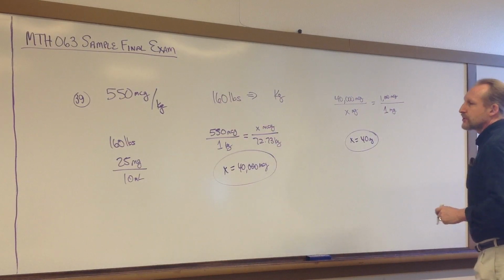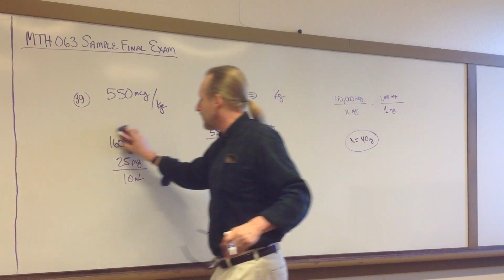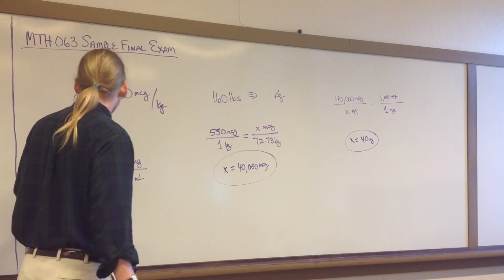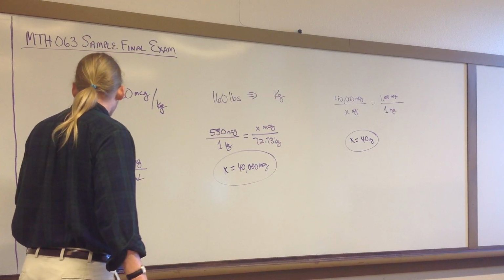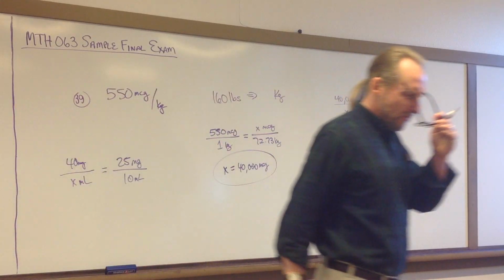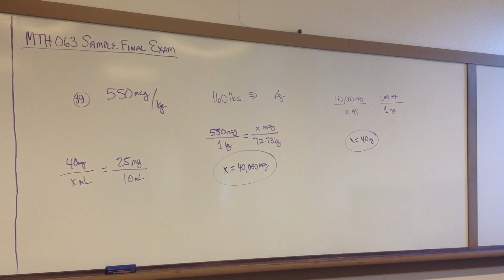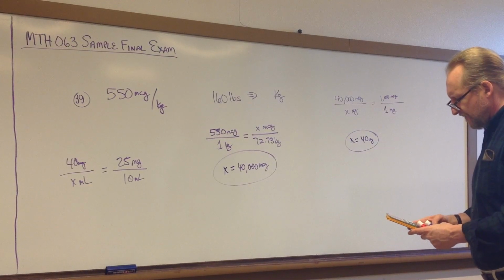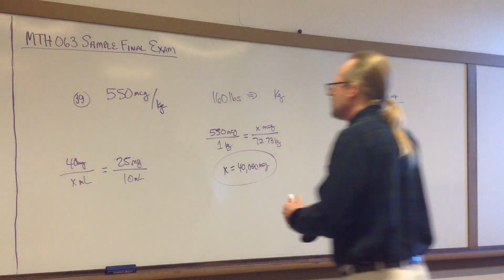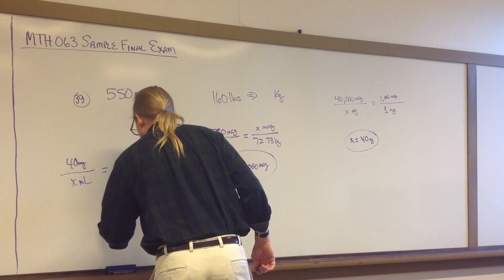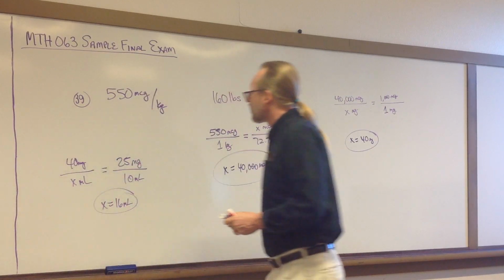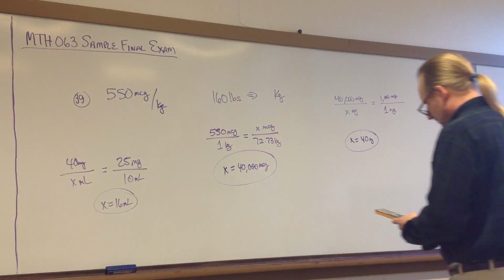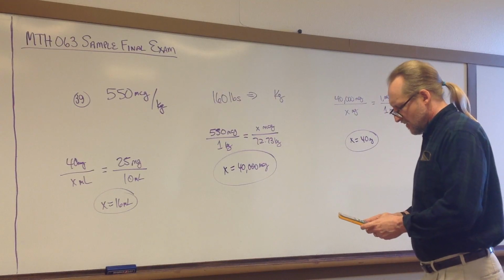We got one more proportion to set up. Why don't I just come over and do it right here. 25 milligrams in 10 milliliters. We need 40 milligrams. And the question is, how many milliliters will we need? So, what do we do here? 40 times 10, and then divide that by 25, and the answer is 16 milliliters. How many milliliters should be administered? 16. So that makes sense.